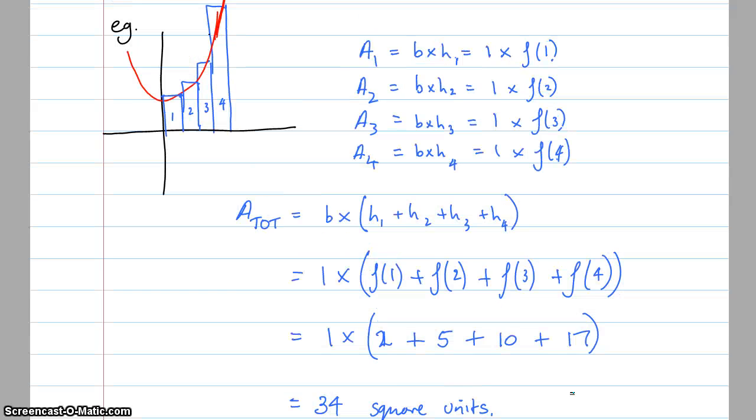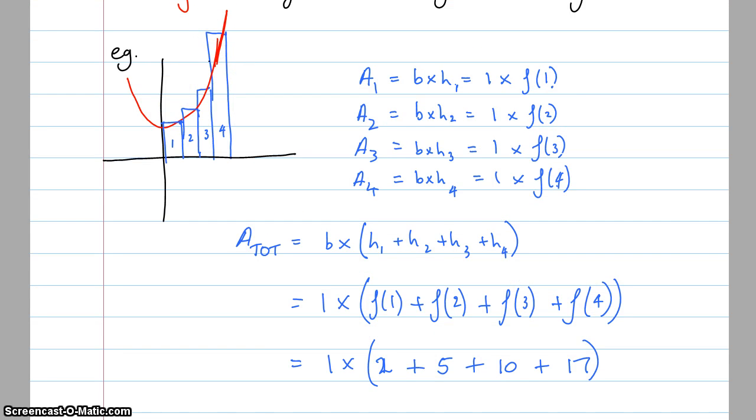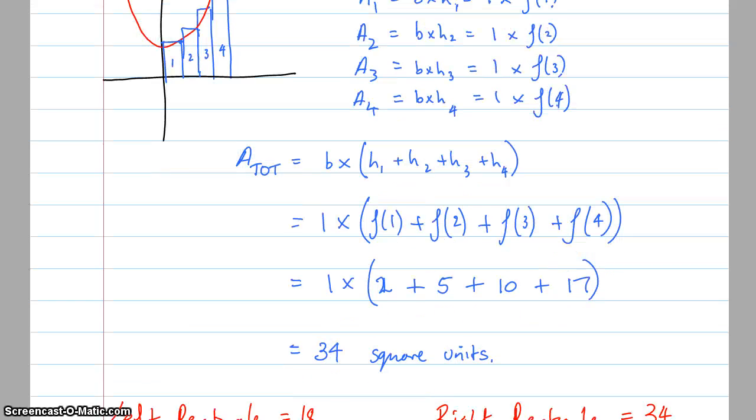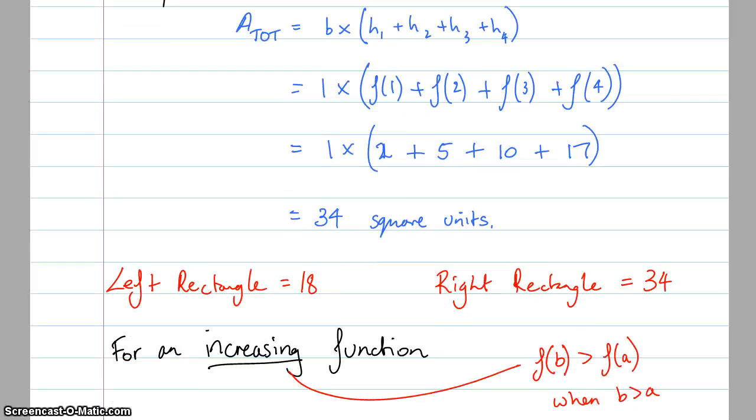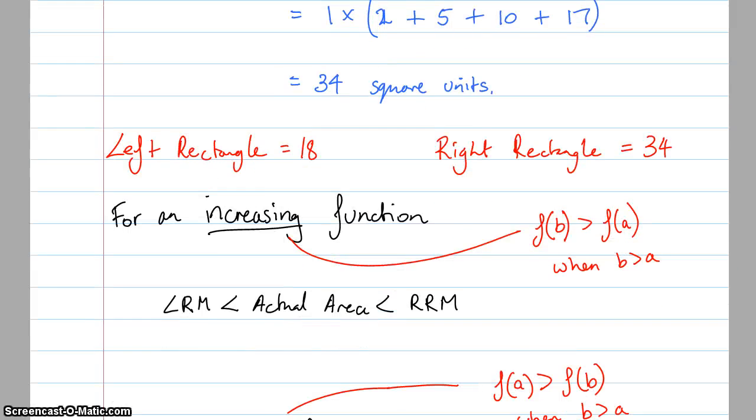Now, as you can see, this is an over approximation because there's bits that I've included that aren't under the curve. And if I compare the two, the left-hand rectangle method was 18 square units, the right-hand rectangle method was 34 square units.